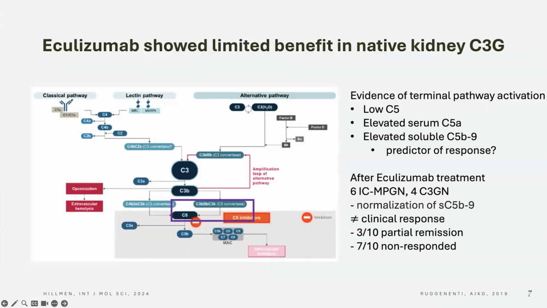An Italian phase 2 trial showed that after eculizumab treatment, all patients achieved terminal pathway suppression, which was demonstrated by normalization of soluble C5b-9. However, only 3 out of 10 patients had partial remission. While the key mechanism of C3G is the C3 and alternative pathway C3 convertase, eculizumab is just too late to the party and has gradually fallen out of favor. So we need new complement inhibitors to more accurately target the key pathophysiology of C3G.